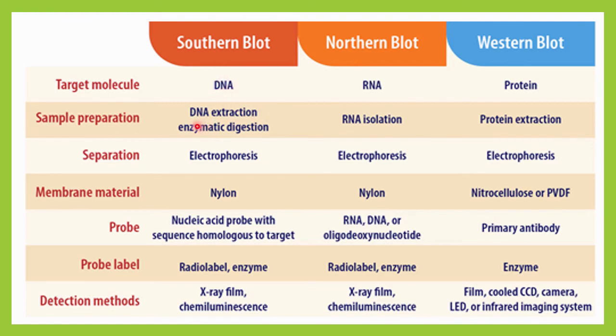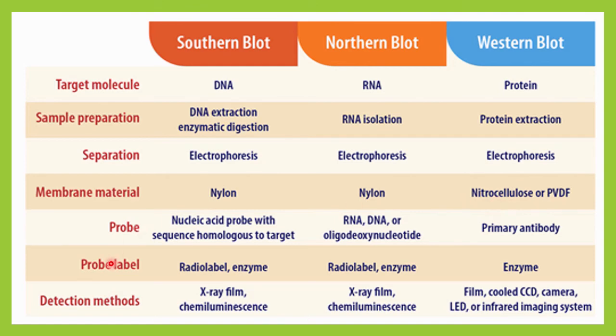Sample preparation depends on the required target. DNA will be extracted here, RNA isolation will be done here, and protein extraction will be done here. The separation method is the same, that is gel electrophoresis. You know very well what gel electrophoresis is and how it works. The membrane material is also almost the same: nylon here, and nitrocellulose here. This is the difference.